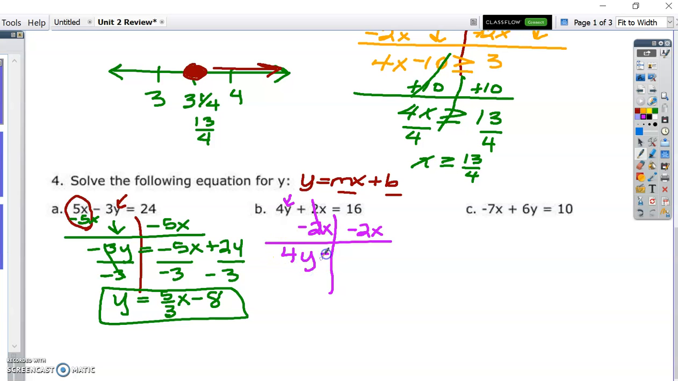4y comes down, equals, put it in order, negative 2x plus 16. Just remember, you can't do 16 minus 2 because this is a constant and this has a variable. So they're not the same. Divide, divide, divide. 4, 4, 4. Cancel. Y equals. This is a negative 2 over 4. That's going to simplify to 1/2, but it is a negative 1/2 x. And then 16 divided by 4 is 4.